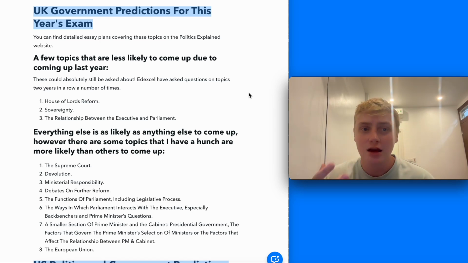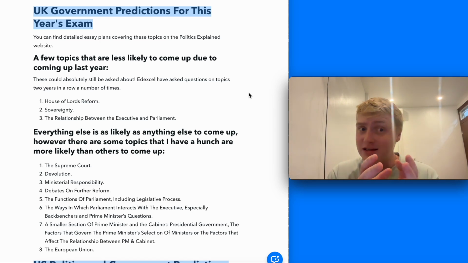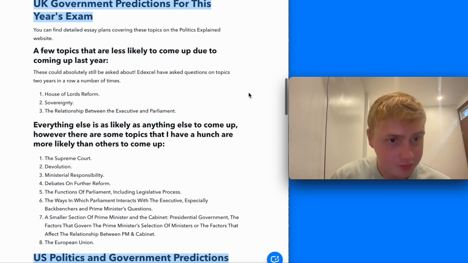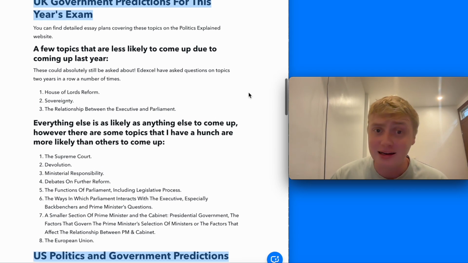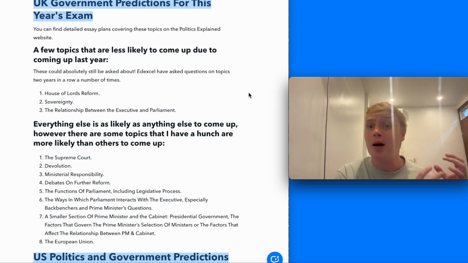I think the relationship between the executive and parliament could definitely still come up. It's probably the most likely of these three to come up, but House of Lords reform and sovereignty are relatively small topics that came up last year, so they're a bit less likely to come up this year. Of course, still very much could. Everything else is as likely as anything else to come up, and as I said, you need to revise everything. But there are some topics that, with a hunch, are more likely than others to come up based on what's not come up in recent years.